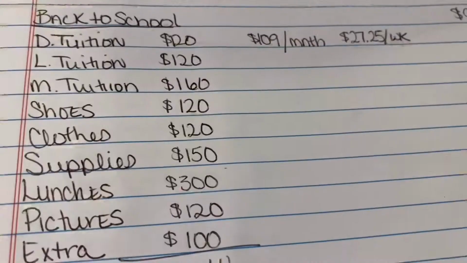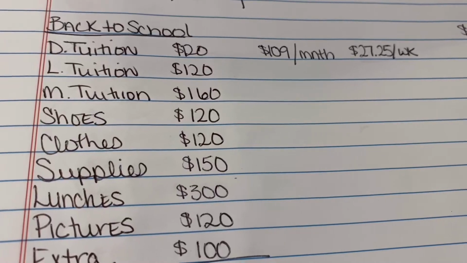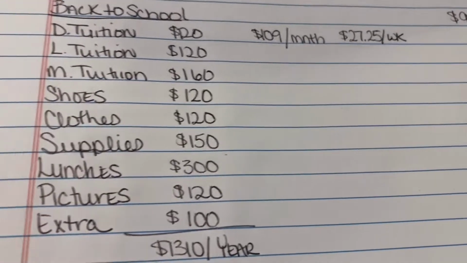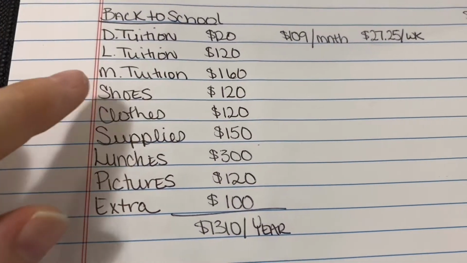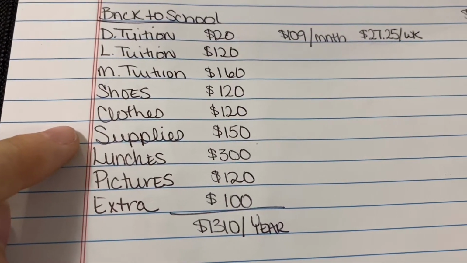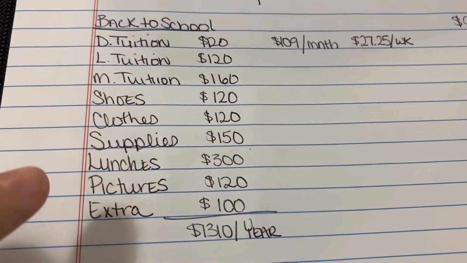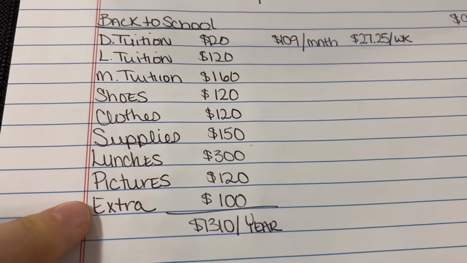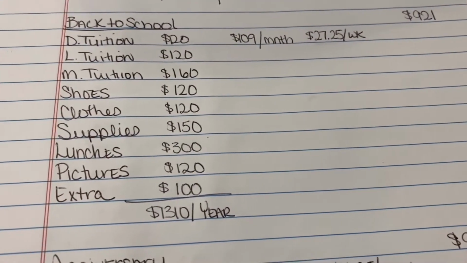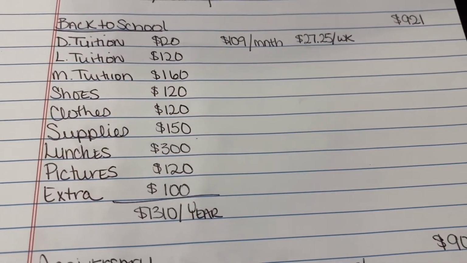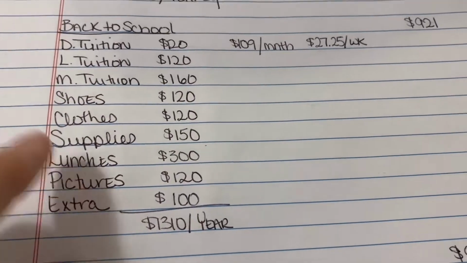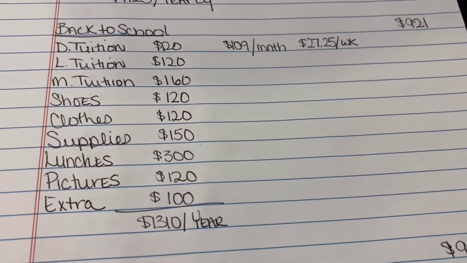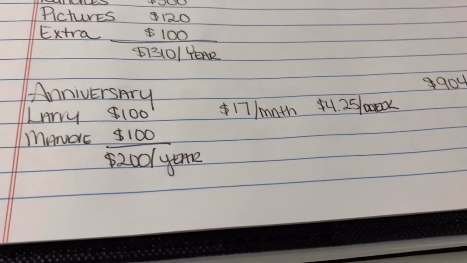Our next cash envelope is our back to school envelope. For our back to school envelope, we figure out how much our tuition is for the 3 kids per year, how much we spend on shoes, clothes, and supplies for our back to school shopping, and then lunches, pictures, and extra. We just kind of estimate. This is our first year doing this, so if we have extra money left over at the end of this year, we could lower it, or if we don't have enough, we can increase it.